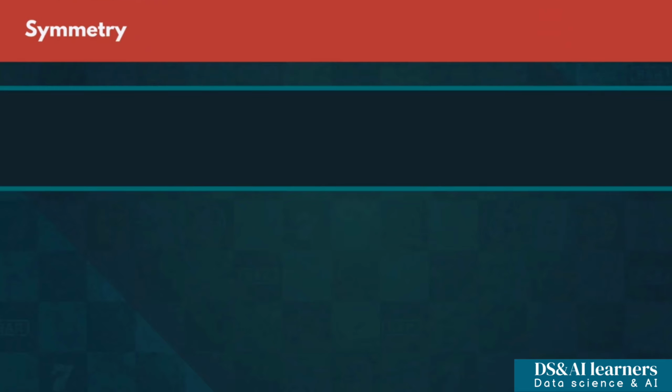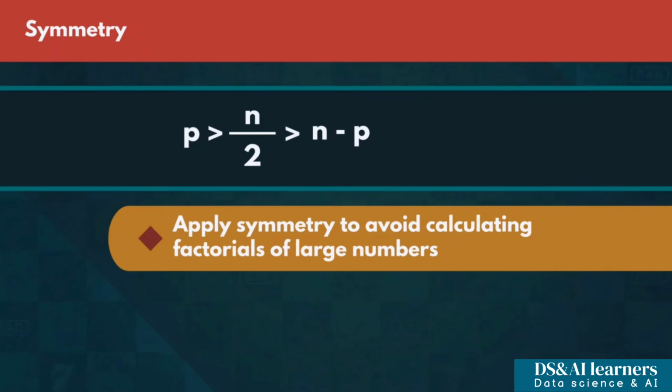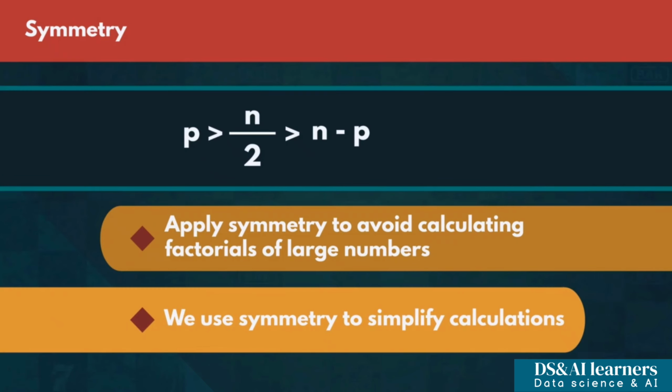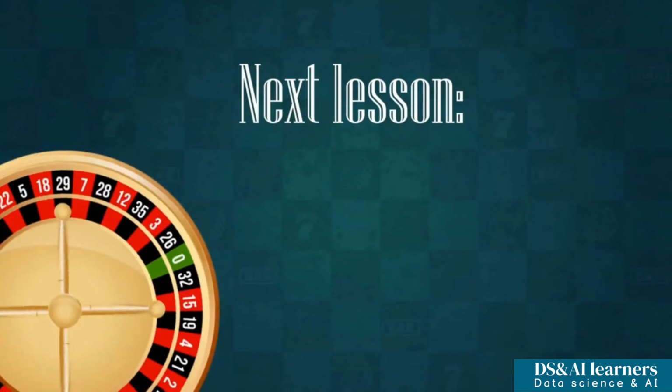All right. To sum up, when p is greater than n over 2, n minus p would be smaller than p. In such instances, we can apply symmetry to avoid calculating factorials of large numbers. Generally, we use symmetry to simplify the calculations we need to make.